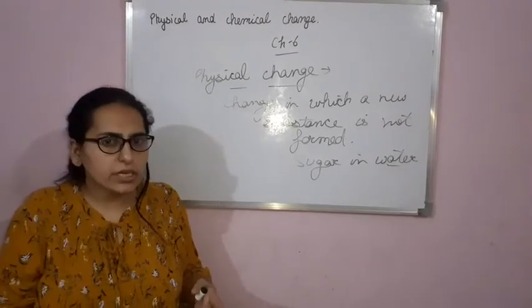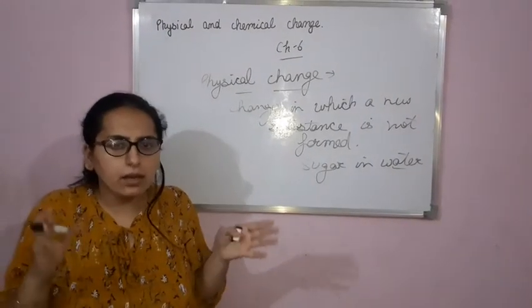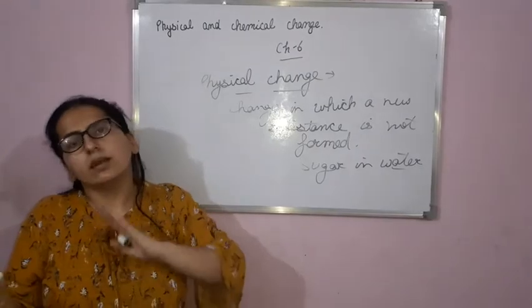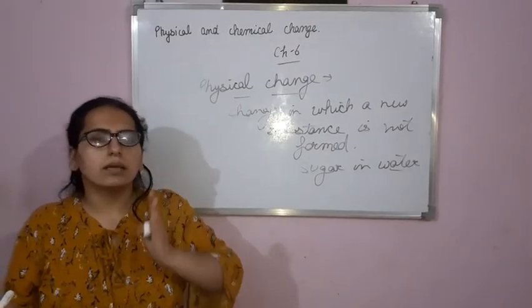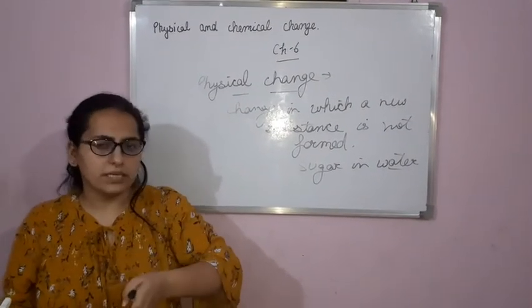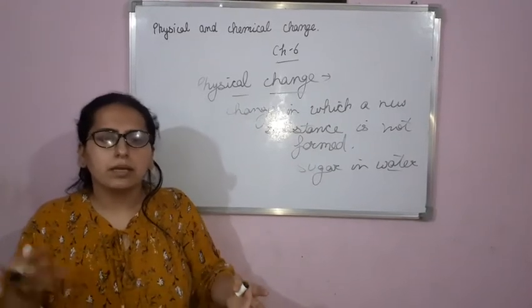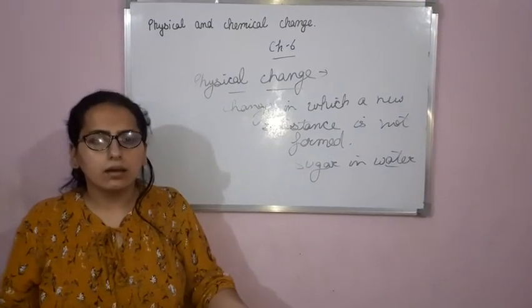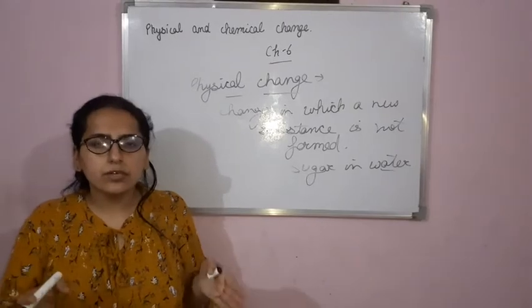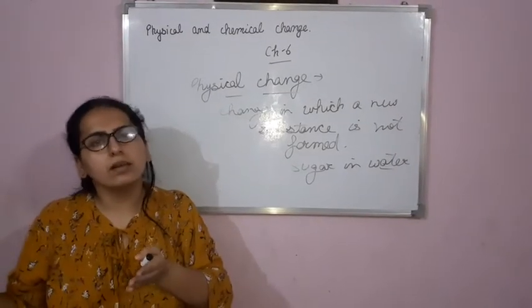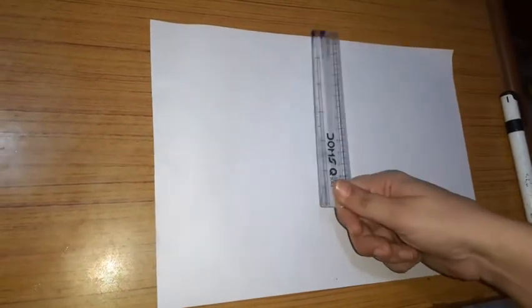There is no change in the chemical property. There is a change only in the physical property like shape, size, color, state. Now let me show you an example of a physical change. So now here just see, I am having a paper. Now I am tearing the paper with the help of a ruler.